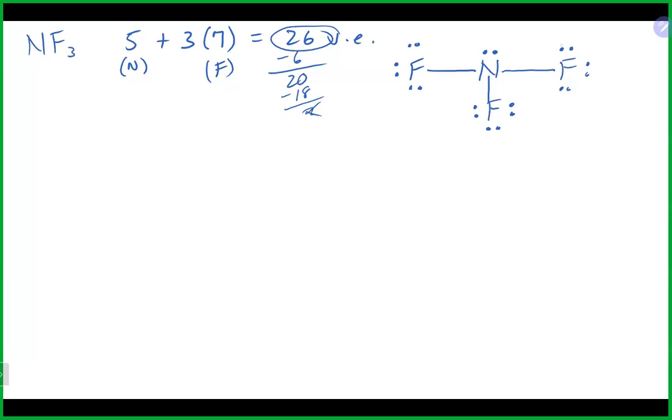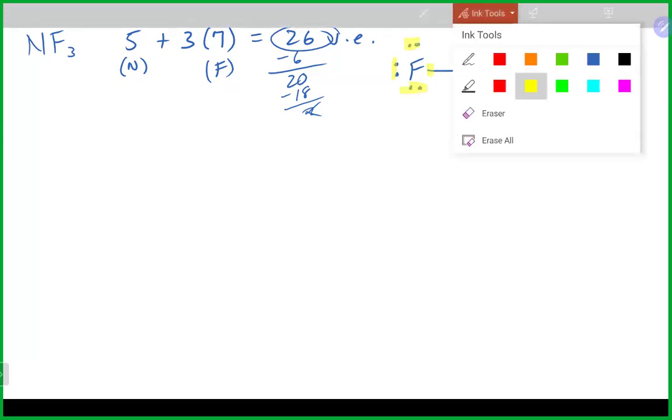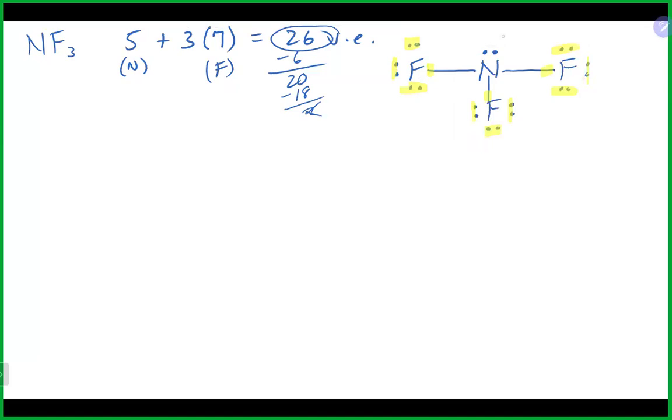So this fluorine on the right has 2, 4, 6, and 8 from the line. This fluorine on the bottom, 2, 4, 6, and 8 from the line. Now when we look at the nitrogen, it has 2 from this line, 2 from this line, 2 from this line. That's 2, 4, 6, and 2 on the dots is 8. So everybody here has 8 valence electrons.